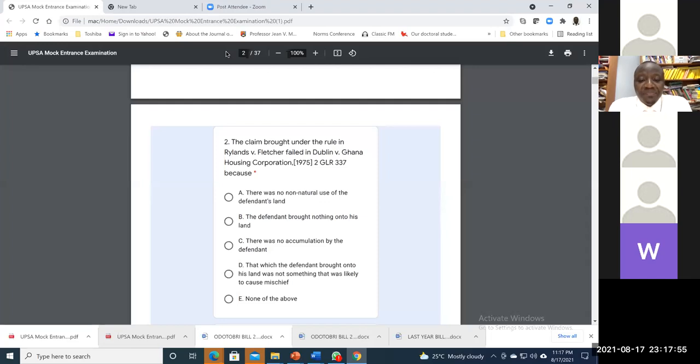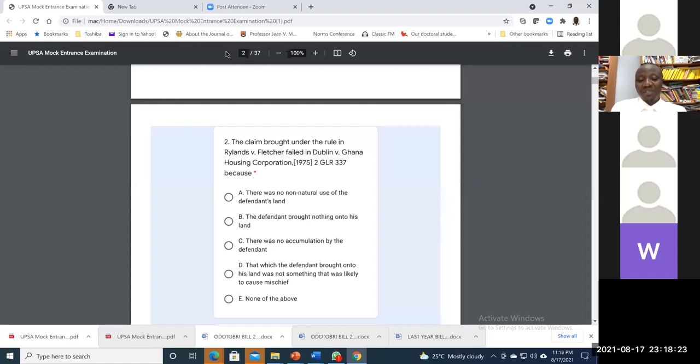You mean B and C? Yes. So the defendant brought nothing onto his land, and in C, there was no accumulation by the defendant. Okay, I understand your viewpoint that B and C are essentially the same. So the elimination method can lead to knocking them out. Is that what you want to say? So that you are left with the three options.